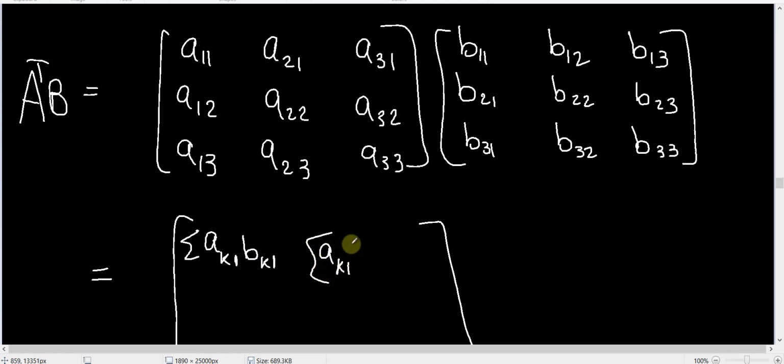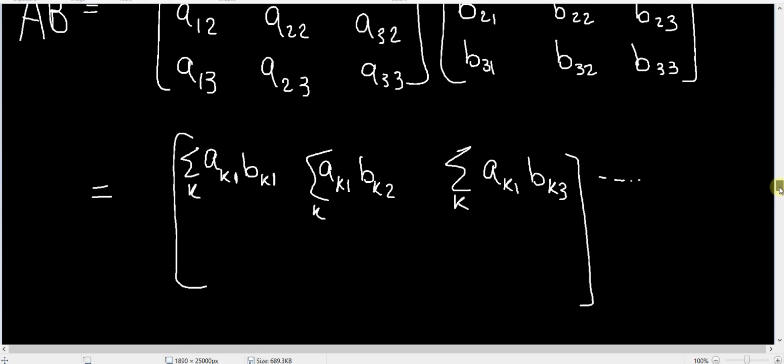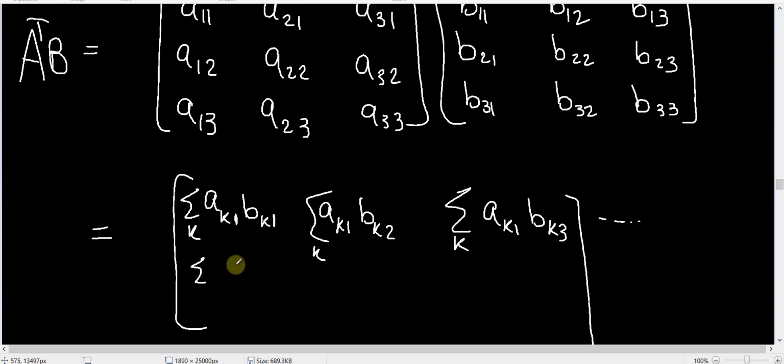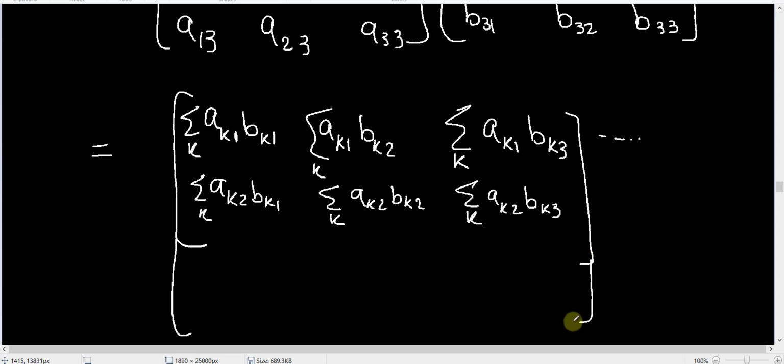Now here I have sigma over k again of Ak1 multiplied by Bk2. And the last one here in the first row will be a sigma over k again of Ak1 multiplied by Bk3. And of course you can continue if you had higher dimensions if you want. Now the term right here will be equal to sigma over k of Ak2 Bk1, sigma over k again, Ak2 Bk2, then sigma over k, Ak2 Bk3.